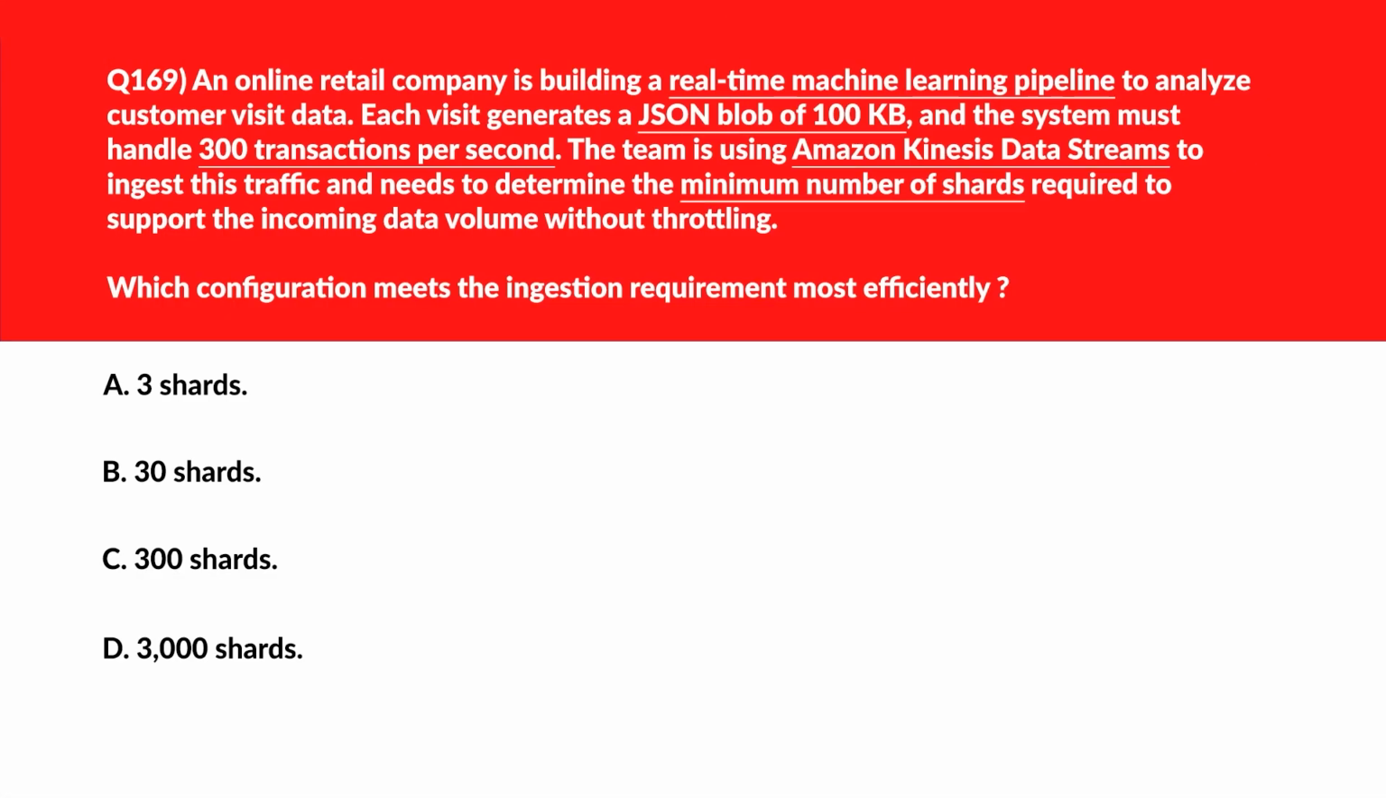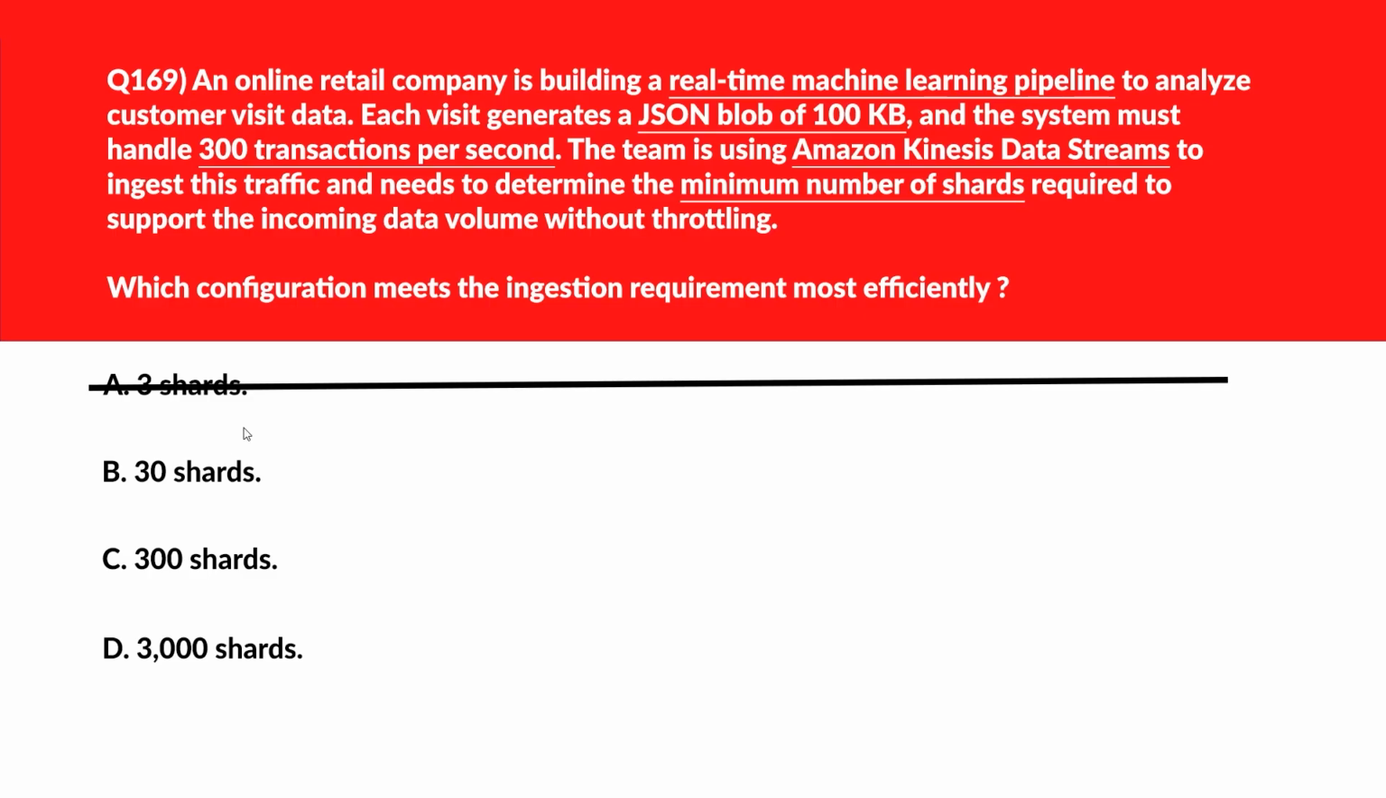Okay, now let's look at this question. This is all about mathematical calculation, I'll say. Option C says 3 shards. 3 shards only supports 3 MB per second, far beyond the required 30 MB per second. Therefore, wrong answer. Option B says 30 shards.